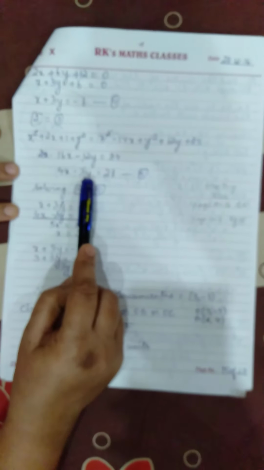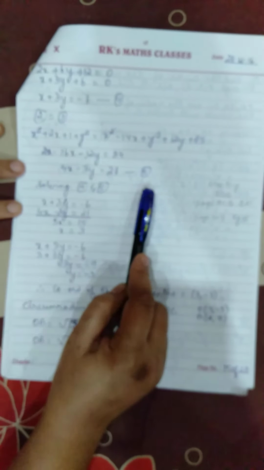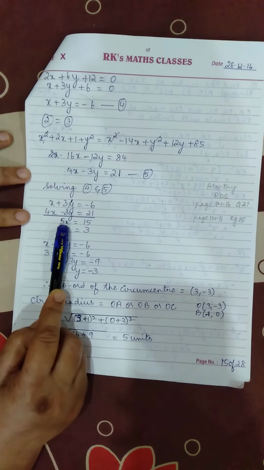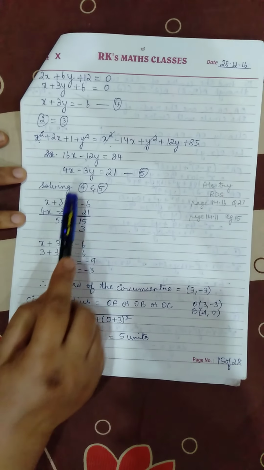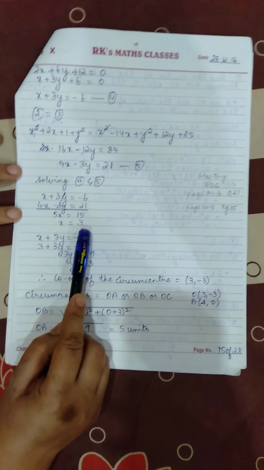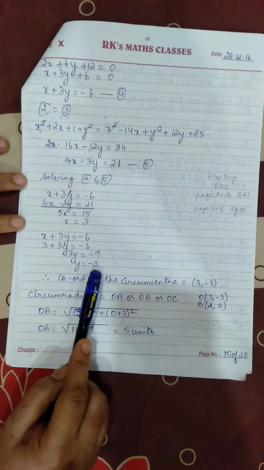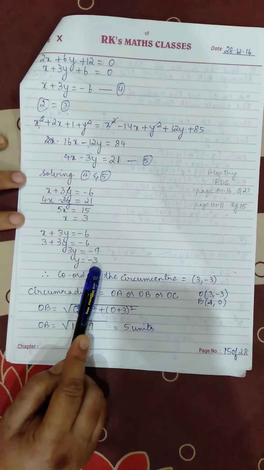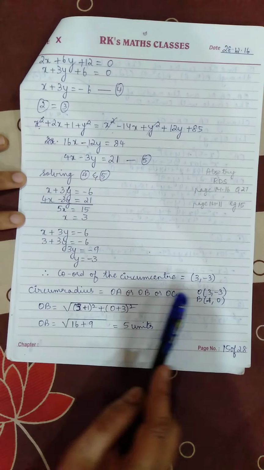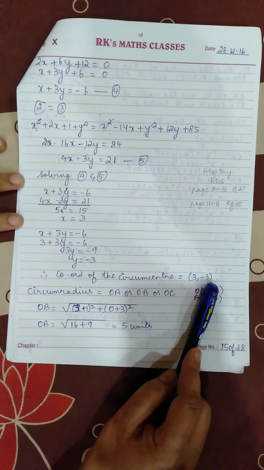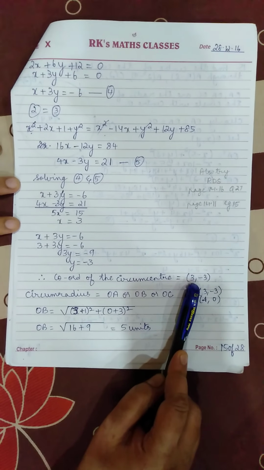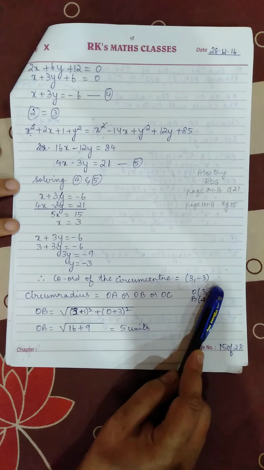Now solve equations 4 and 5. Both are linear equations in x and y, so they can be easily solved using the elimination method or any other method like the substitution or the cross multiplication method. So here we have solved it using the elimination method, and on solving we have x is 3, and on substituting we have y is equal to -3, and hence we have found the coordinates of the circumcenter. So O is given by (3, -3). So the coordinates of the circumcenter is (3, -3).